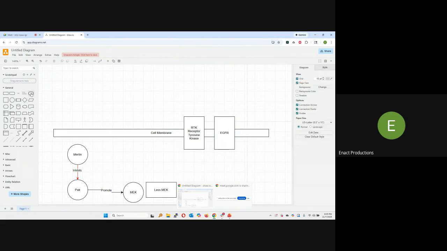And of course, these things are docks, right? You're docking some little binding molecule. So in this case, you'd have epithelial growth factor, or you'd have, I don't actually know what binds to RTKs, but it's probably a growth factor as well. There's probably some kind of growth factor binding there.